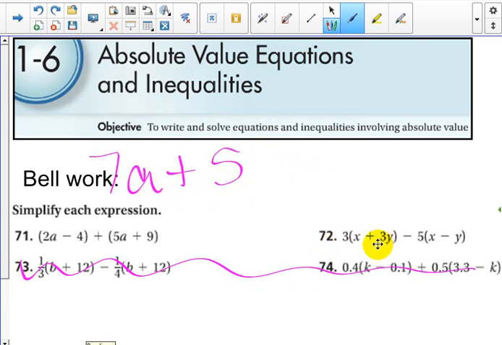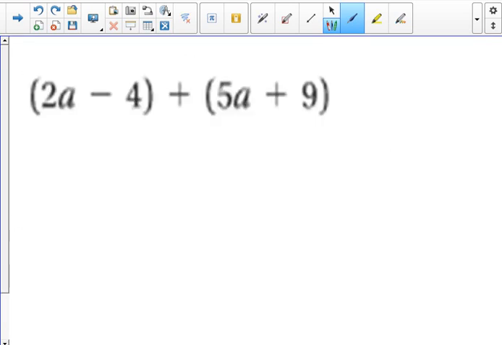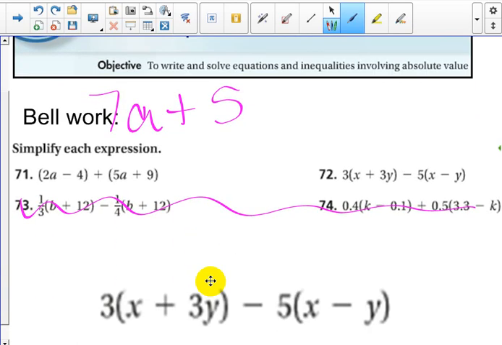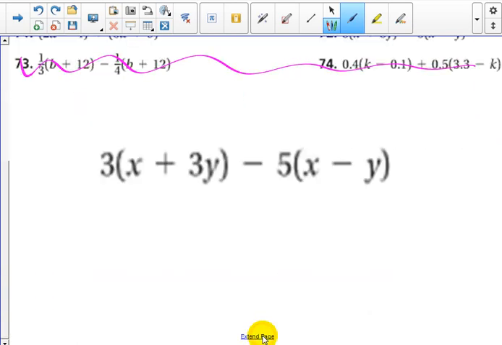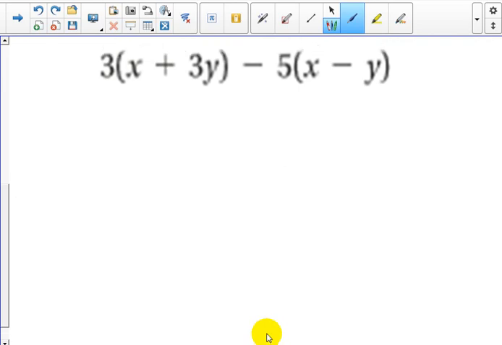Now we have 3 times the sum of x and 3y minus 5 times the difference of x and y. So I think I wrote that. No, I did not. I was down here. All right, so let's write this one on the board and let's see what you guys have.